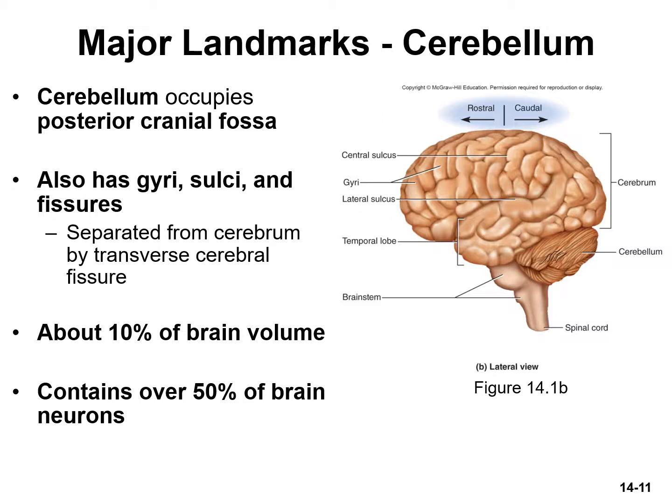The space between the cerebrum and the cerebellum is known as the transverse cerebral fissure. It is about 10% of brain volume, and as I mentioned previously, it contains over 50% of brain neurons.